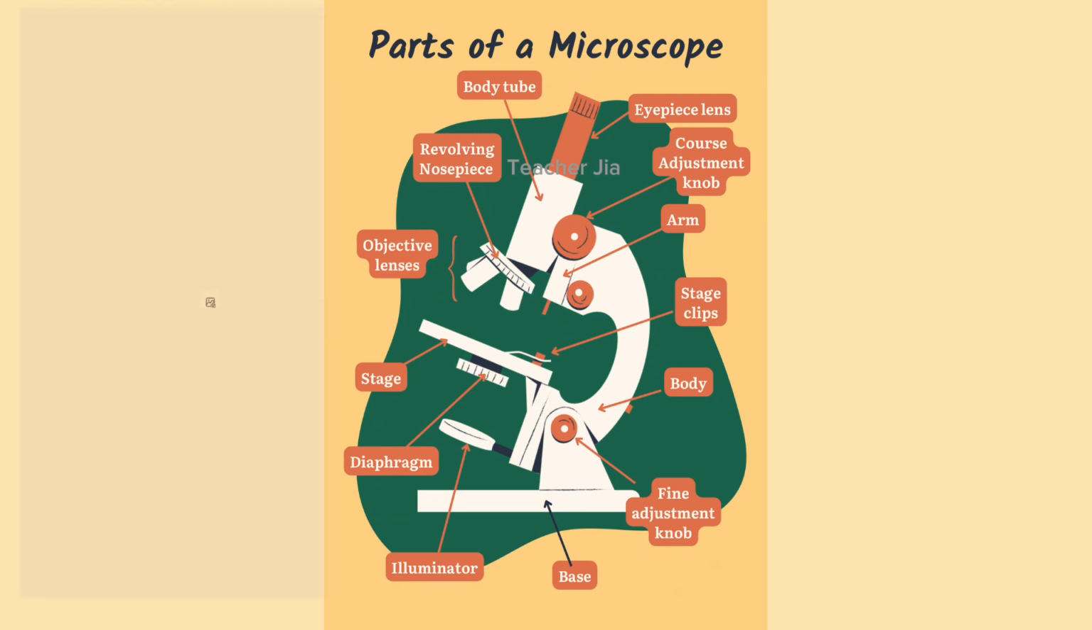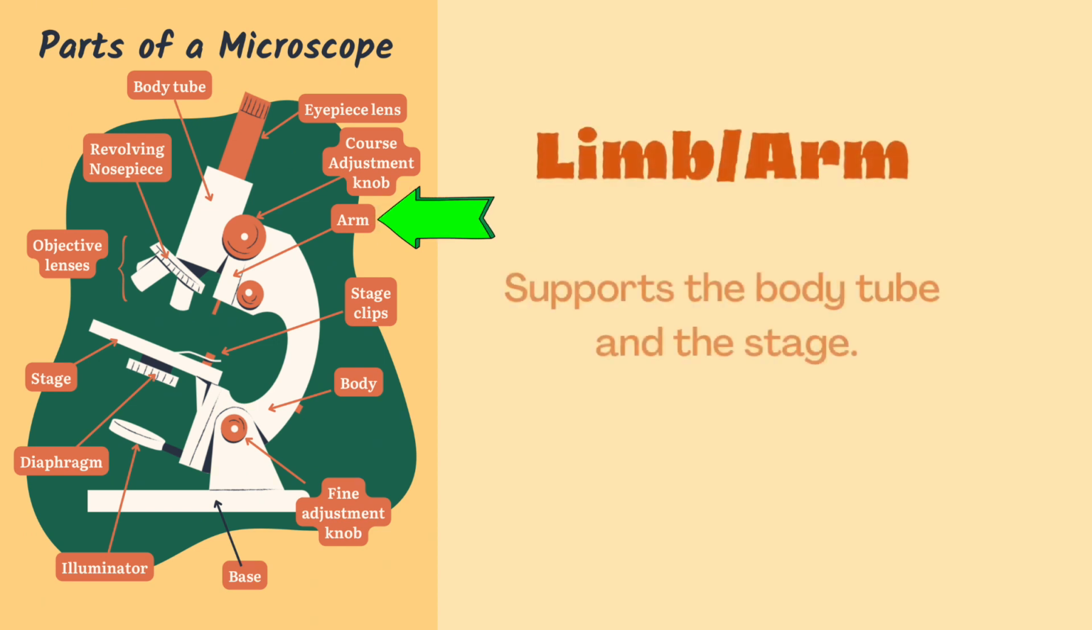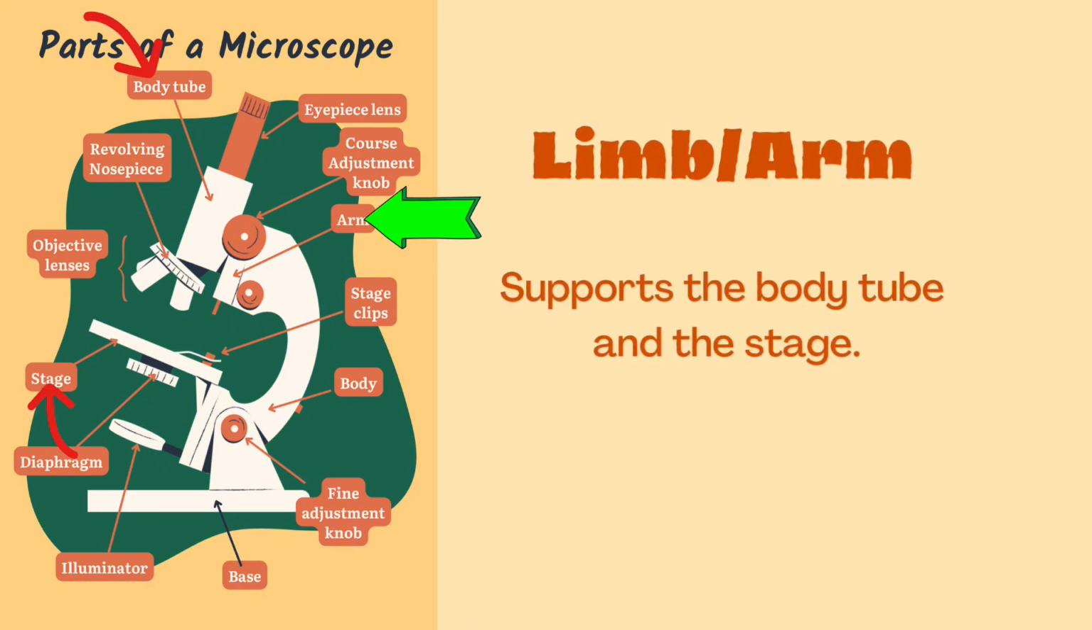So next we're going to talk about parts of a microscope, and as you can see, I have a figure here with all labeled parts, and besides that, you're also going to denote all the functions of each and every part. So let's begin. So the first part is the limb or the arm. As you can see, I'm pointing to it. It supports the body tube and the stage. So that is its function. You can see the body tube and the stage that are being supported.